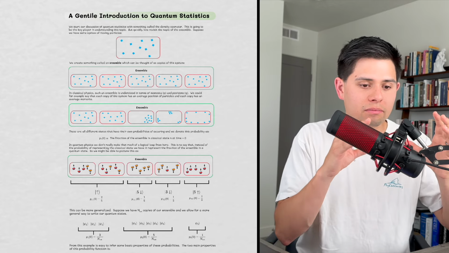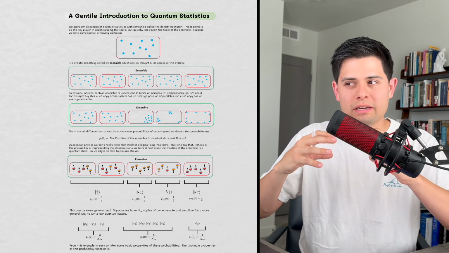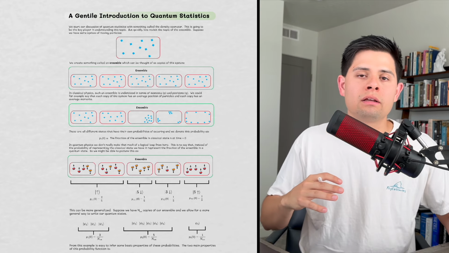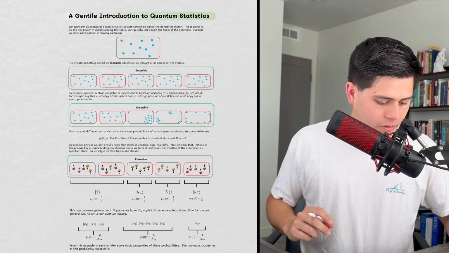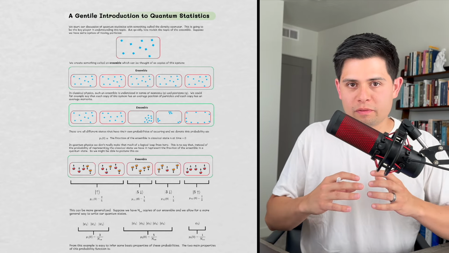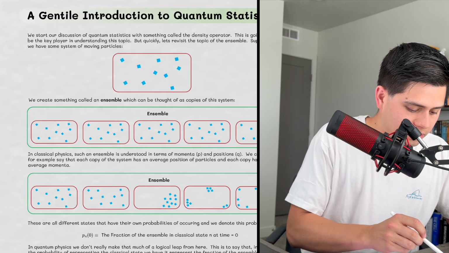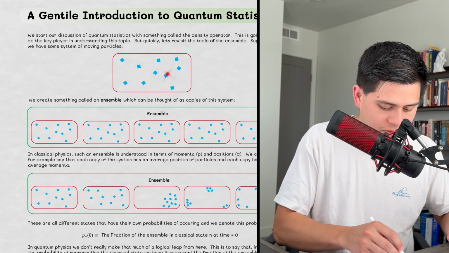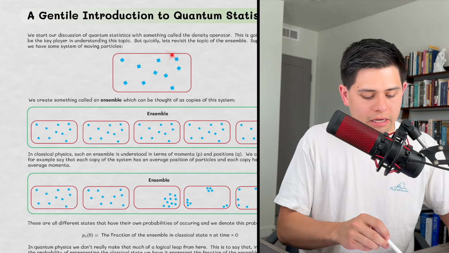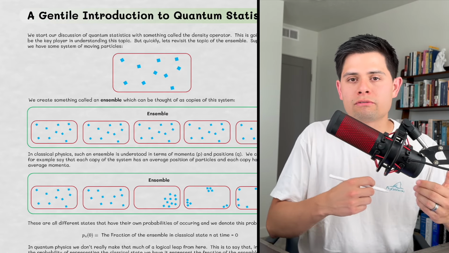Just like the metric tensor is to general relativity, the density operator is going to be as important as that here in quantum statistics. So suppose we have some system of moving particles, and we can just zoom in on this, it looks like this. We have 1, 2, 3, 4, 5, 6, 7, 8, 9, 10 particles in this system, okay? And we can create an ensemble from this system.